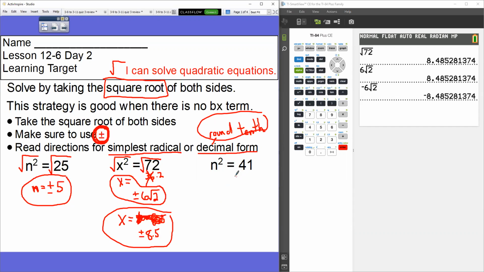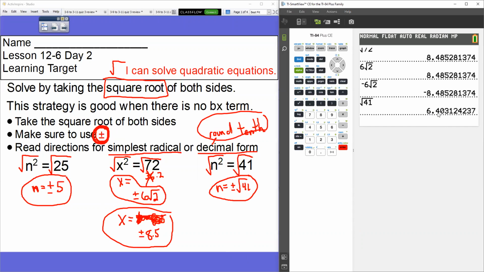n squared equals 41. So putting it in simplest radical form, well, the problem with this one is when you go to take the square root, 41 is a prime number. There aren't any perfect squares that what times what equals 41. So in simplest radical form, this would just be n equals plus or minus the square root of 41. 41 can't be simplified. So this would be your answer in simplest radical form.